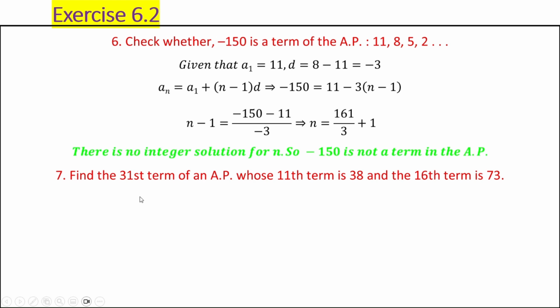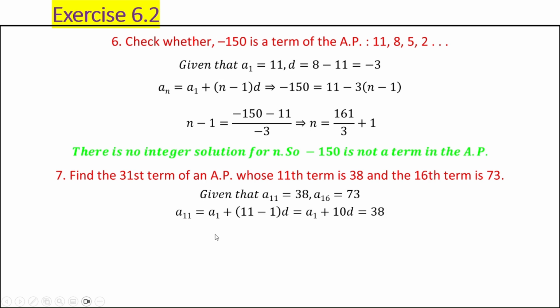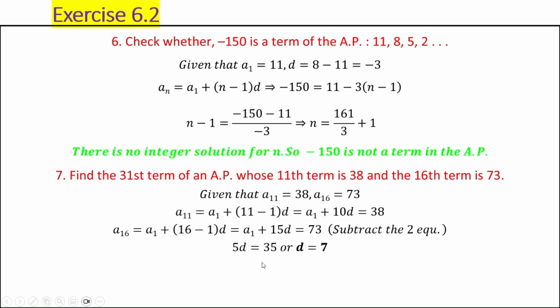Next, find the 31st term of the AP whose 11th term is 38 and 16th term is 73. So you just write A11 equal to 38, A16 equal to 73. So you get two equations, A1 plus 10D equal to 38, A1 plus 15D equal to 73. Subtract both of them, what you will get is 5D equal to 35 or D equal to 7. Once you know the D, you can get anything out of it.